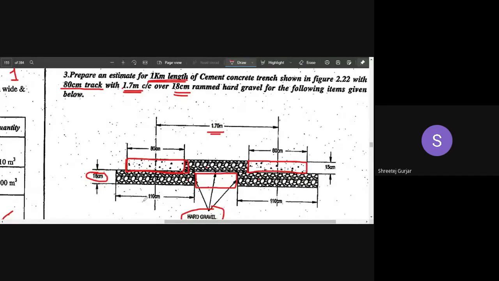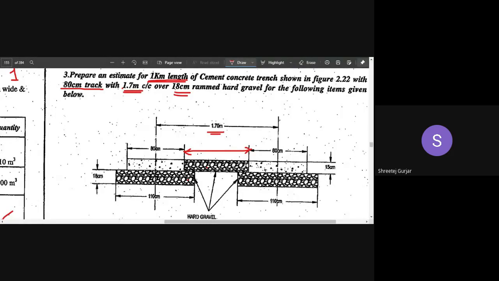So what about the width? They are 110 centimeter in width. These two, the first and the last, are 110 centimeter in width. Now what about the center part? Can anyone calculate for me the width of the central hard gravel? This is what I need.